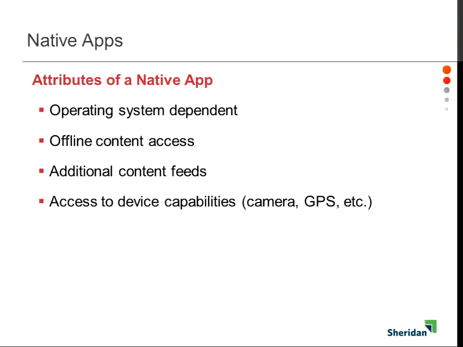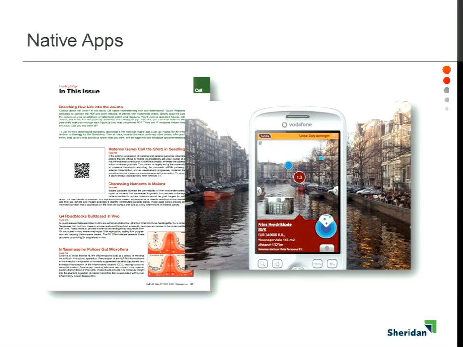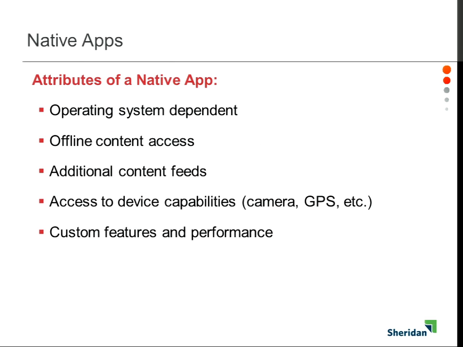So additional content feeds, access to device capabilities, and those device capabilities can give apps further capabilities like scanning QR codes from within an app, using augmented reality from within an app. So these are all capabilities and features that a native app can drive because it's natively on the operating system and can access it on the device. That has typically not been the realm for an HTML app or a web app.